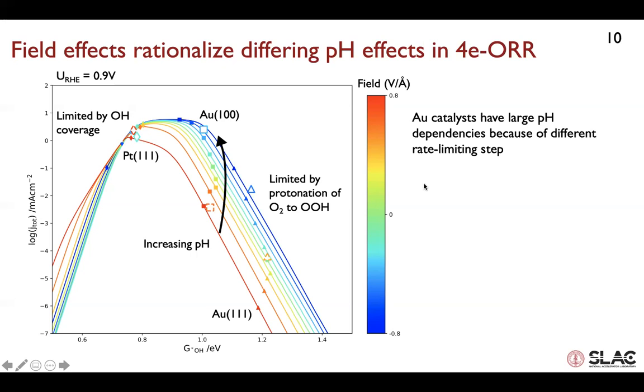So what do we learn from this? We learn that these gold catalysts have these large pH dependencies because they have a different rate limiting step than platinum 111. Further, this means that we would generally expect weak binding catalysts, not just gold catalysts, to perform better in base than they do in acid.